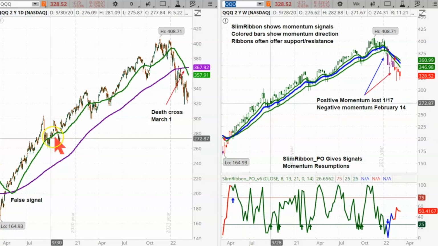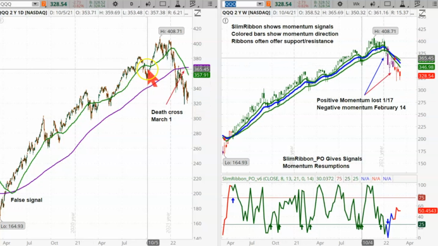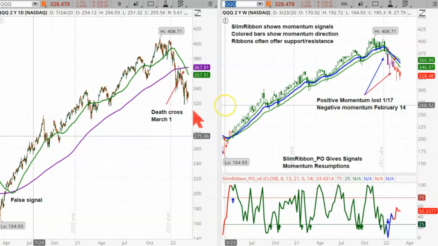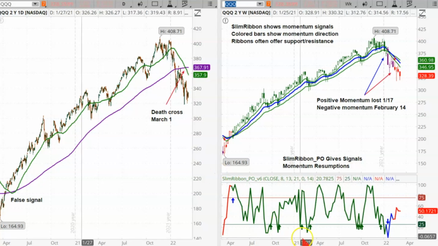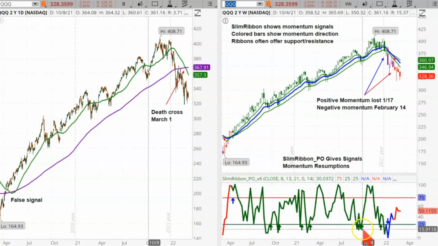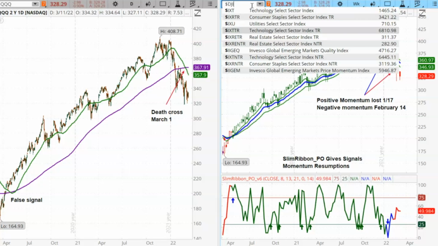Also, this didn't really give you any idea of where the supports were like the slim ribbon did. And it also didn't give you any idea of whether the momentum was going to continue like the slim ribbon PO did. So you can see this is a great example right here of why this is such a good indicator. So let's just look at a few other symbols in here, and you can get a sense for what I'm talking about. Let's look at the Dow Jones Industrial Average, DJI.